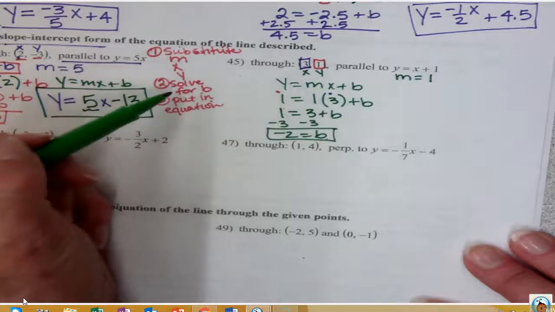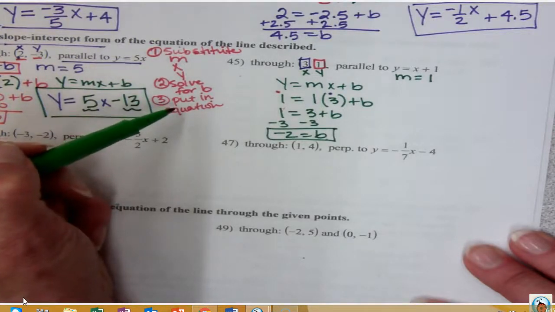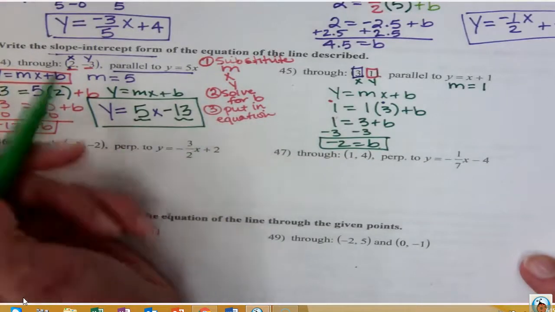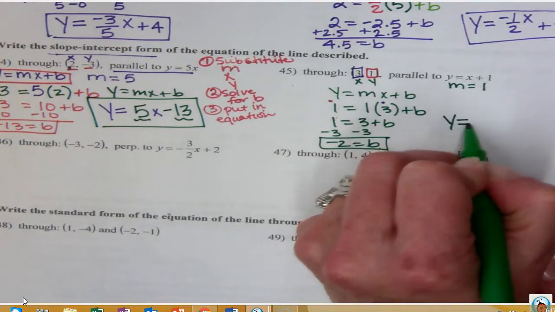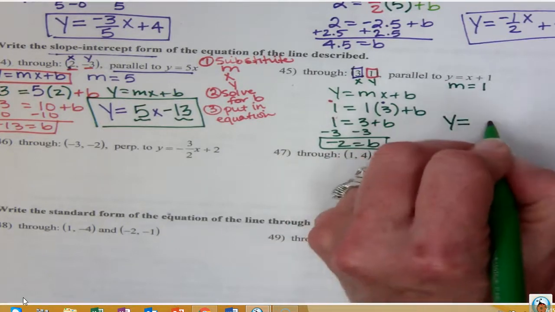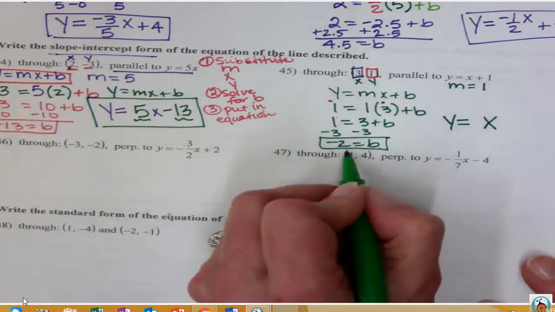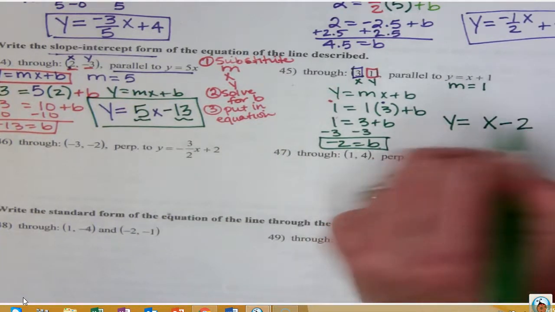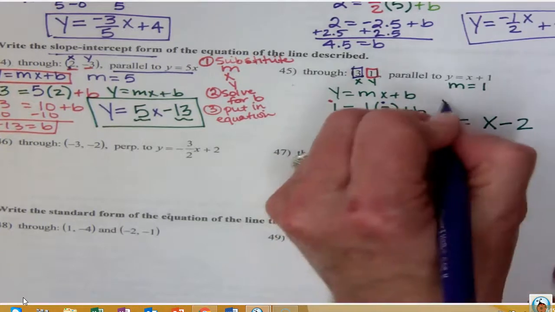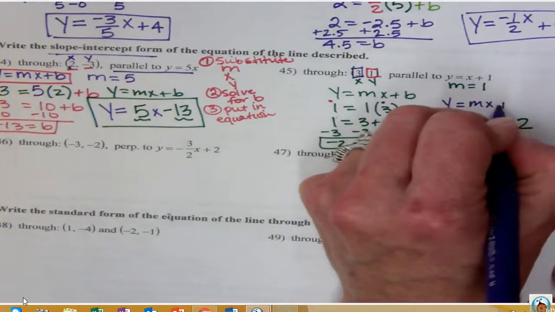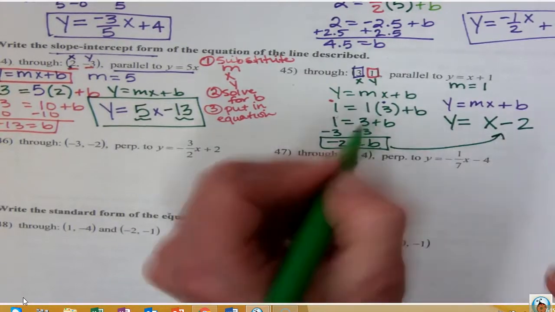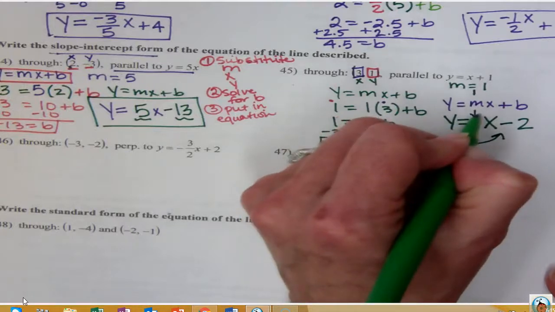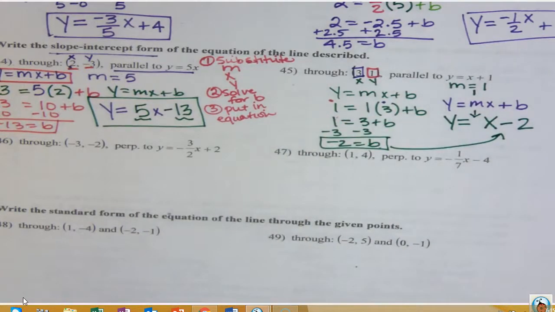I'm not done now that I've got this. I've substituted in, I've solved for b. Now I still need to put it in the equation because it's asking for the slope-intercept form. So I need to do y equals, my m is 1, so 1x, my b is negative 2. So that's my slope-intercept form, y equals mx plus b. I don't have to put a 1 because it's implied.